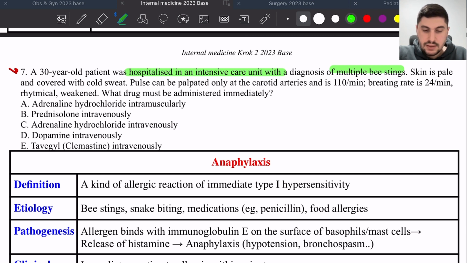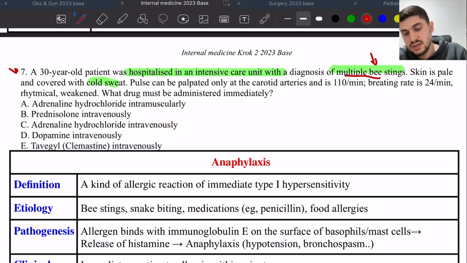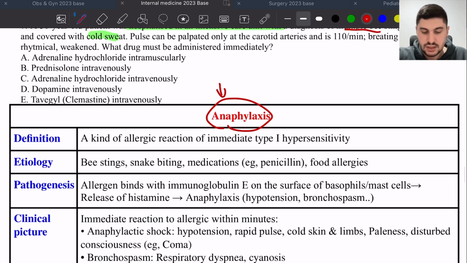So this patient is in a state of emergency. He's pale. He is covered with sweat. He has pulse only palpated on carotid arteries, and this happened all after multiple bee stings. So multiple bee stings probably induced or stimulated an allergic reaction in this patient called anaphylaxis, right?